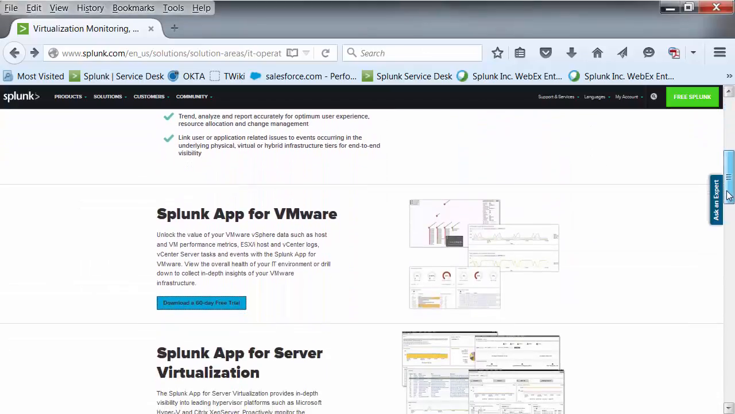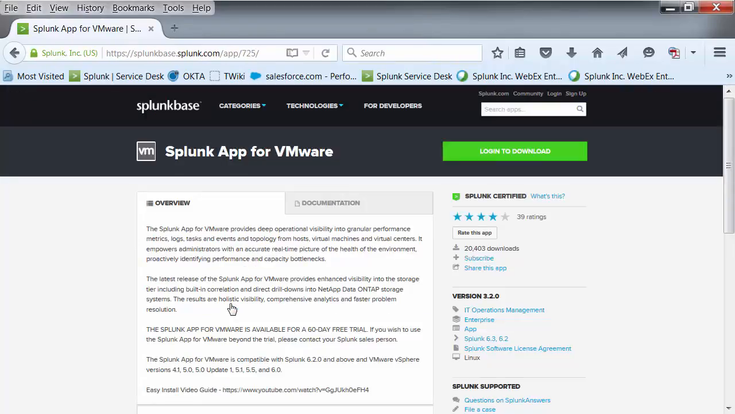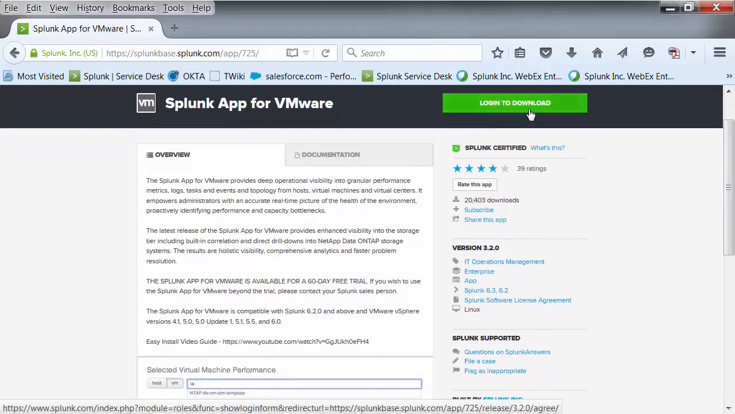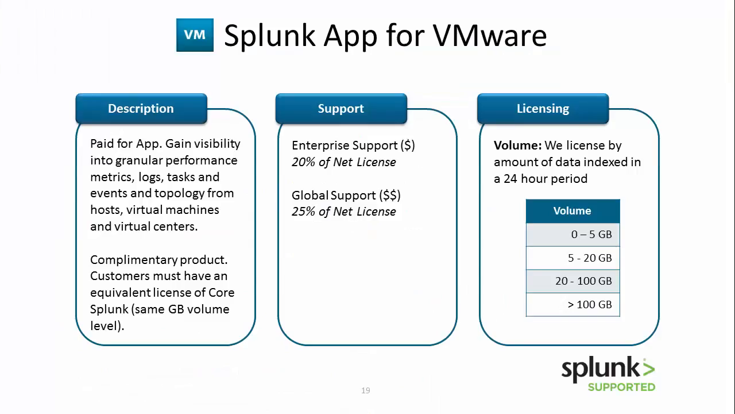The Splunk app for VMware is available for a free 60-day trial directly from Splunk Base. Customers will receive support during this 60-day period. After this trial period, the customer will have to pay for any further usage. To use the Splunk app for VMware, customers will need either to purchase Splunk Enterprise licenses with capacity enough for the VMware data or have existing licenses in place.